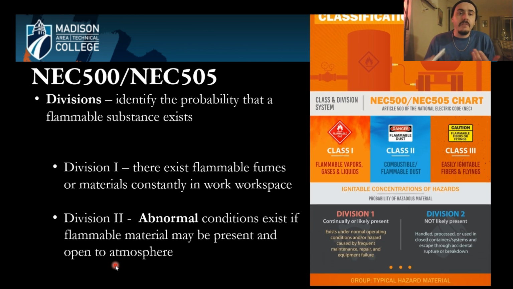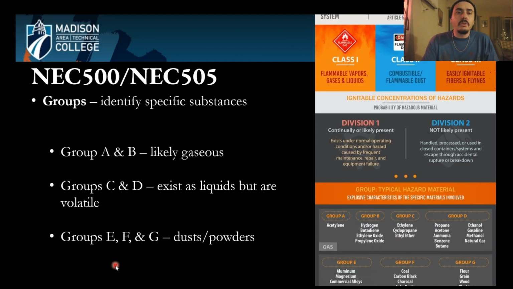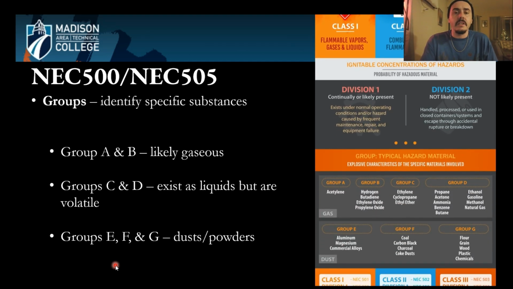Divisions. The divisions identify the probability that a flammable substance exists. In division 1, flammable fumes or materials exist constantly in the workspace. Division 2 is abnormal conditions: flammable material is present only under abnormal conditions. So typically it's not present in division 2 facilities, and it's abnormal if it is there. Kind of interesting wording that they chose. Finally, groups. The groups identify specific substances.